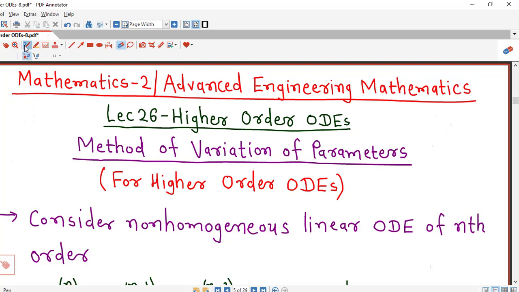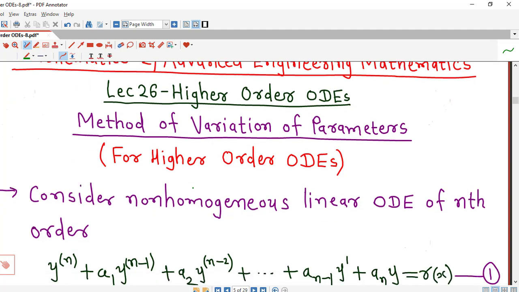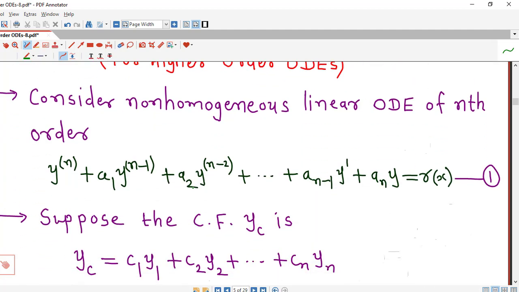In this lecture we are going to generalize the method of variation of parameters for higher order ordinary differential equations. First we understand the formula for the higher order ODEs, and then we will understand the method with the help of an example. Suppose we consider the standard form of an nth order non-homogeneous linear ordinary differential equation, and we keep in mind that before applying this method we must check that the coefficient of the highest order derivative must be 1.